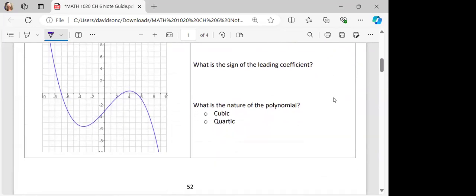All right, what are the x-intercepts? Just the x-axis, not the y. So that's -7, 3, and 5.